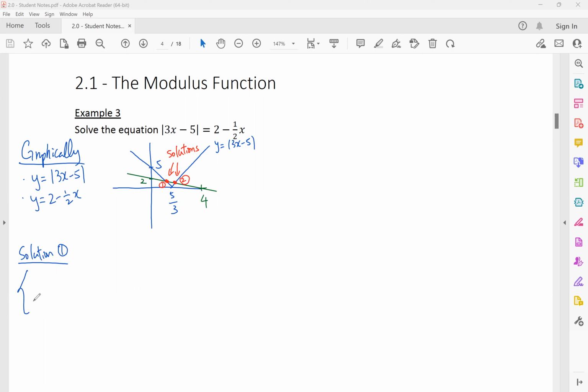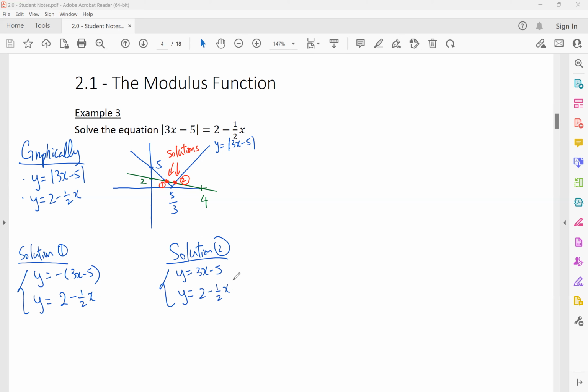Solution 1 exists on the reflected part of the modulus of 3x minus 5. When it's the reflected part, that's y equals negative bracket of 3x minus 5, because reflected, so it's negative in front, and the equation y equals 2 minus a half x. So that's the simultaneous equation. Solution 2 appears on the normal, non-reflected part of the original graph. So y equals just 3x minus 5, and also on the graph of y equals 2 minus a half x.